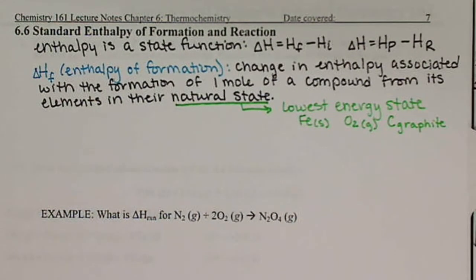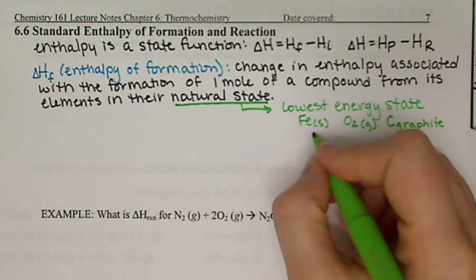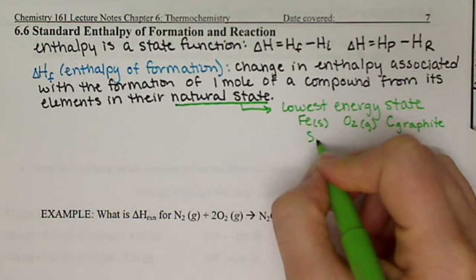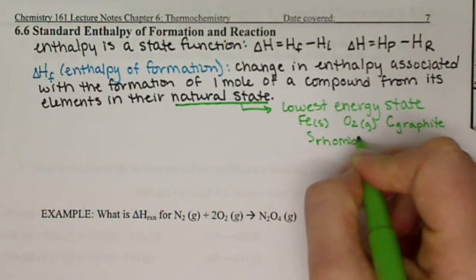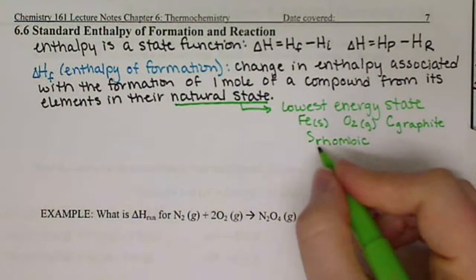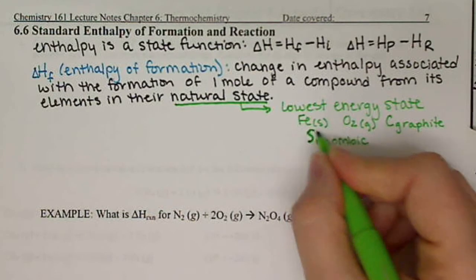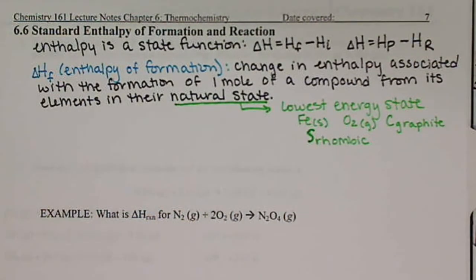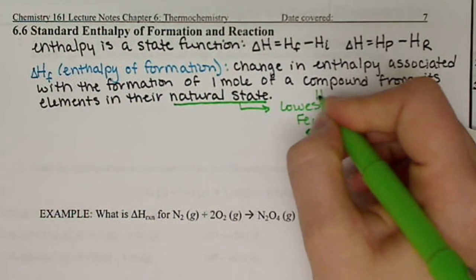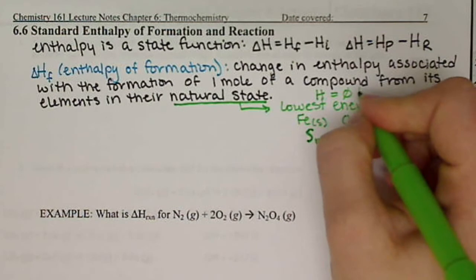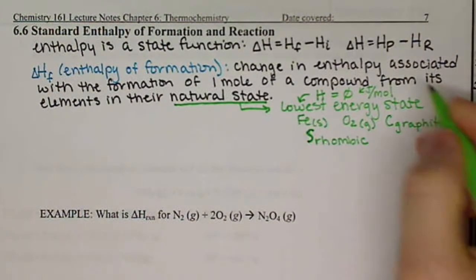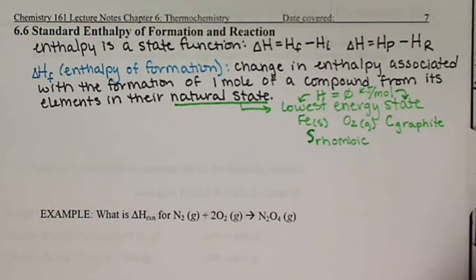Another one that might show up in some of your examples: sulfur has some different crystalline arrangements, and S rhombic. We'll talk more about crystallization in the next quarter. But for now, all you need to know is that S rhombic is the lowest energy state. So all of these here would have an enthalpy value, an H value, of 0 kilojoules per mole. Everything in the lowest energy state.